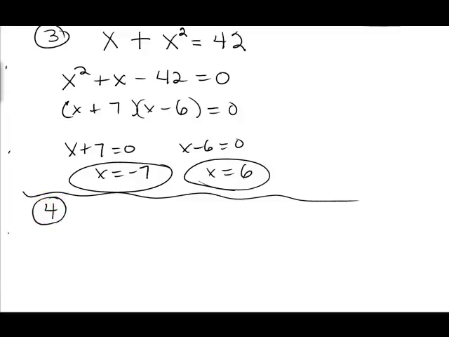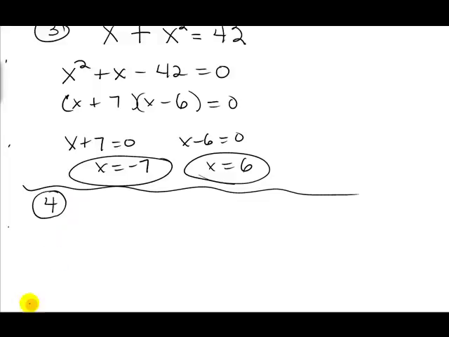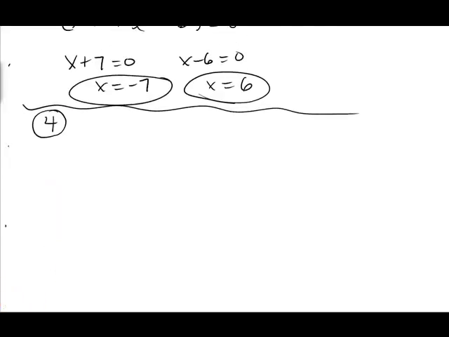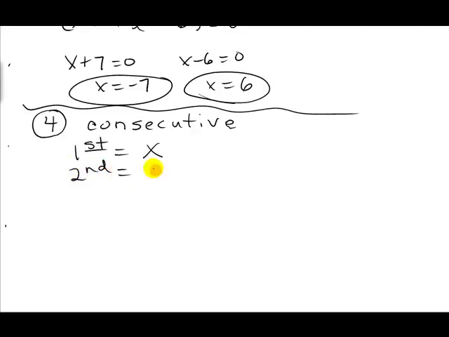Number 4. The product of two consecutive room numbers is 420. What are the numbers? For consecutive, we need to remember a couple of things. The first number is always x. The second would be x plus 1. The third would be x plus 2. Fourth would be x plus 3, and so forth.